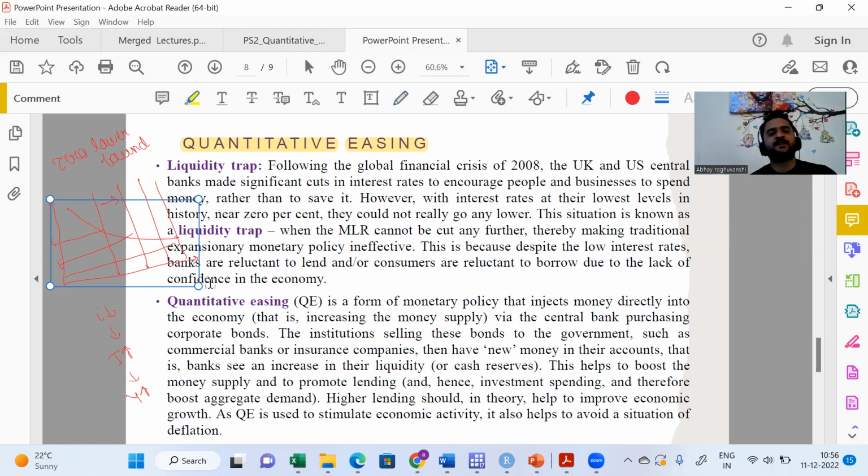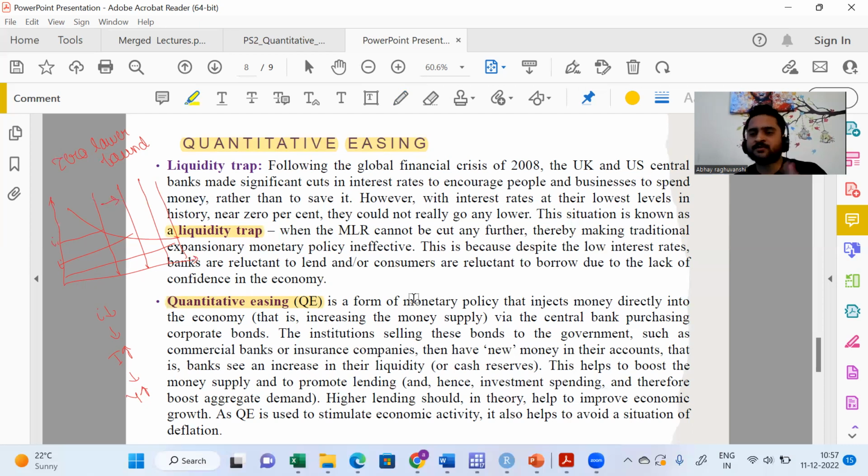So when people are not willing to invest or consume, that situation is called a liquidity trap. So when the central banks face such a situation of the zero lower bound and the liquidity trap, then the central bank goes for quantitative easing. This quantitative easing is an additional tool. We make a distinction between the conventional tools and the unconventional tools.